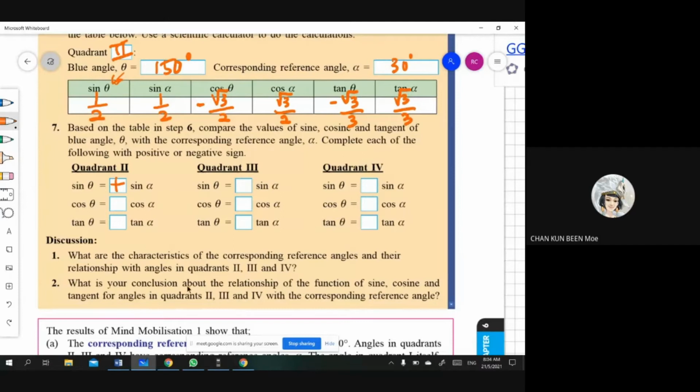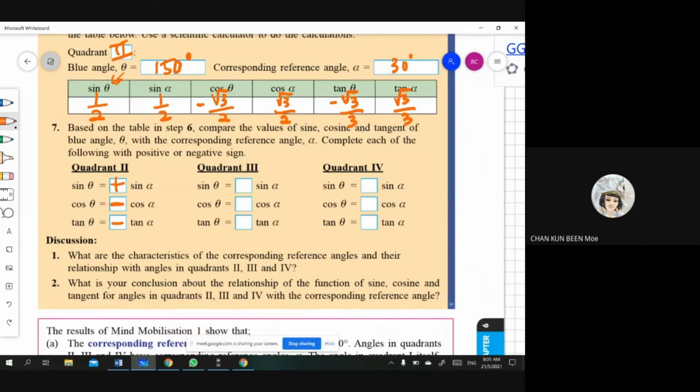Somebody, can you turn off your microphone? For quadrant 2, cos theta and cos alpha, we compare. So you can see if cos theta is negative, cos alpha is positive. Meaning, if cos theta is positive, cos alpha will be negative. That is the meaning over there. And then negative tan theta equals positive tan alpha. So if it is positive tan theta, then it will be negative tan alpha. So I'm going to fill in here. Are you okay?